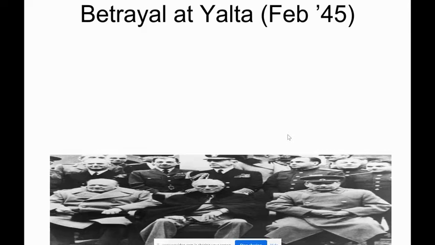Yalta is actually in Russia. There's not many beachside cities or places in Russia, but Yalta would be one of them. It's kind of a resort town in the Crimean Peninsula. And so they met in the dead of the winter, so it's not exactly warm at that time. But you have Churchill, you can see there. You have FDR in the middle, and then you have Stalin on the right.